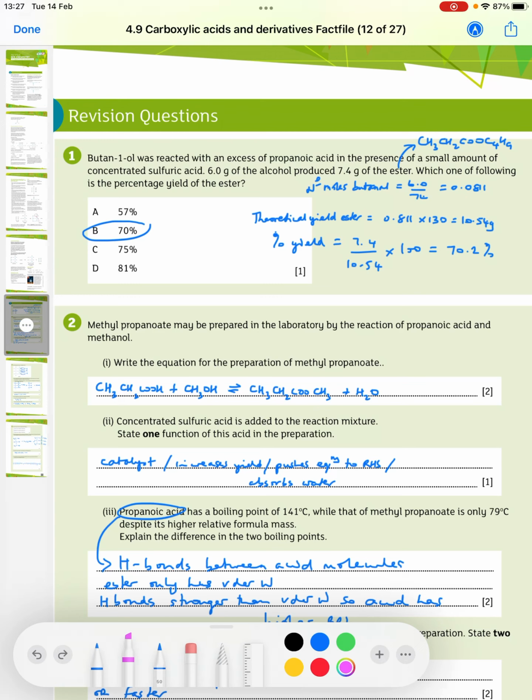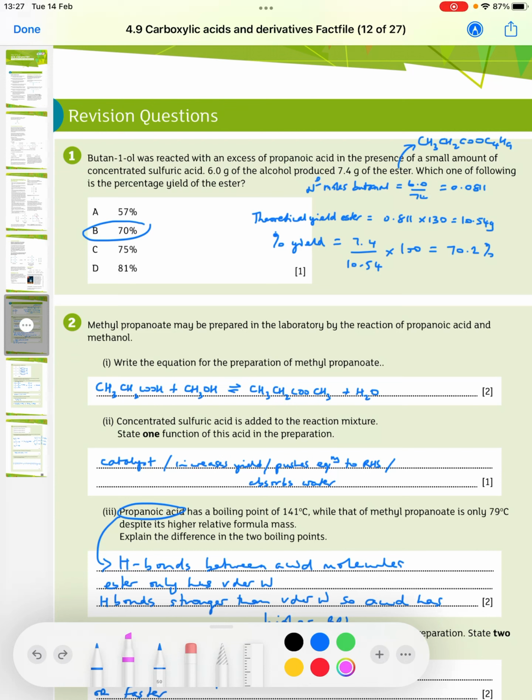So these are the answers for the CCEA Chemistry Fact File 4.9 Carboxylic Acids and their derivatives. Question 1 says butan-1-ol reacted with an excess of propanoic acid in the presence of a small amount of conc. sulfuric acid. 6 grams of the alcohol produced 7.4 grams of the ester. Which of the following is the percentage yield of the ester?